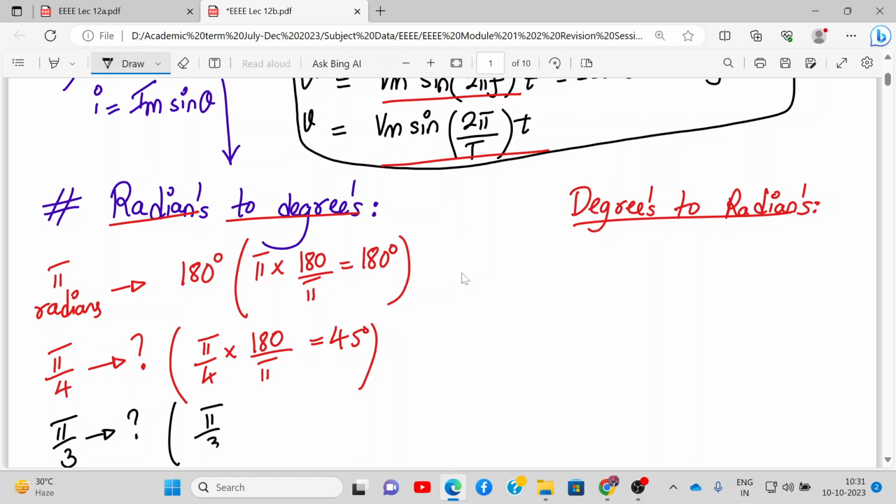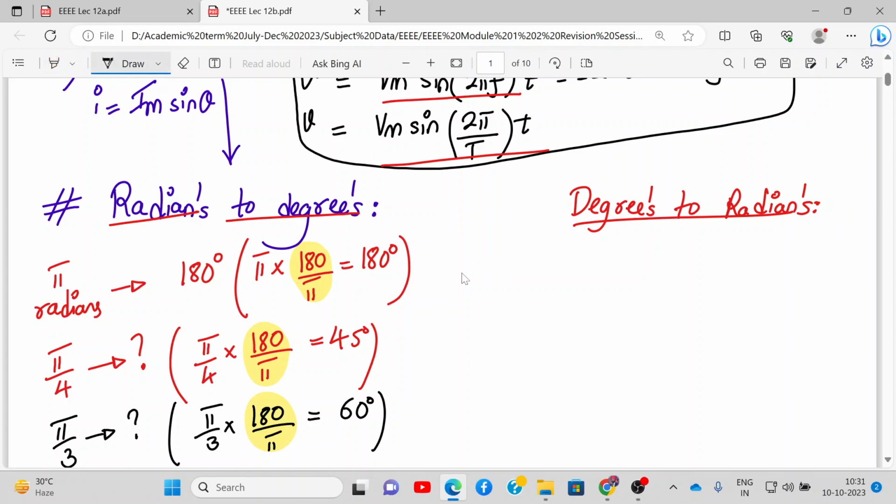So pi by 3, we multiply it by 180 by pi. And if you see carefully, this will be 60 degrees. I hope it is clear. The radians to degree conversion is: you multiply the radians by a factor of 180 by pi.